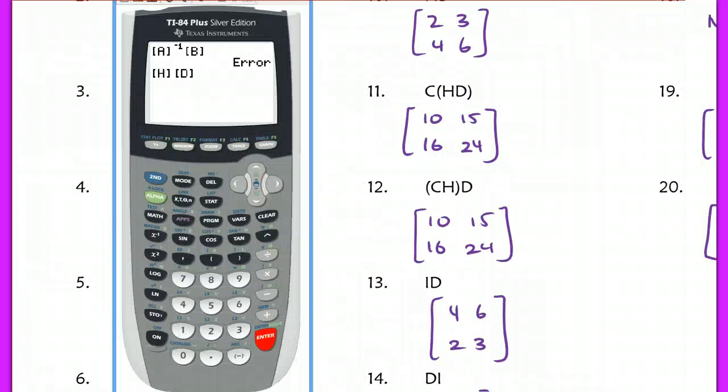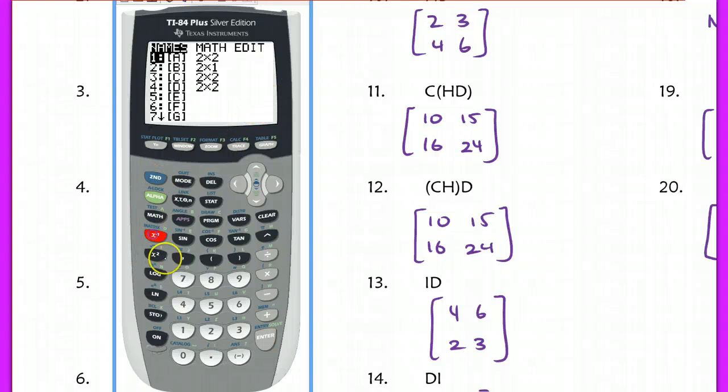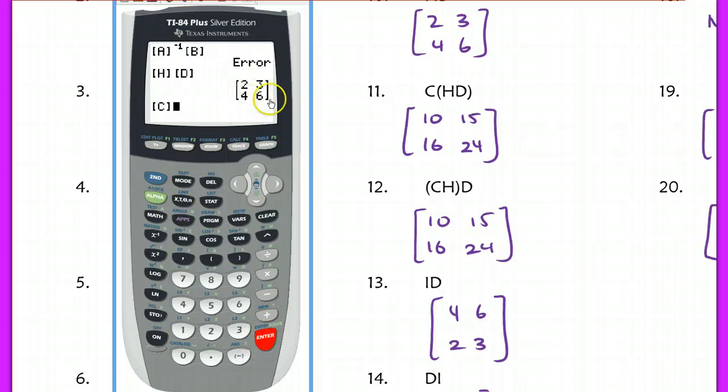Okay, so on number 11, I actually want to enter H times D first. So in my calculator I have this stored. When I hit H times D, I get this new matrix. And then I want to call up matrix C first, because the order is important here. I want to take C and then multiply it by this matrix here. So if I enter second matrix C, I don't need to store that one necessarily because I can just hit second answer and it'll call up that last matrix here. And when I hit enter, I get this matrix 10, 15, 16, 24.